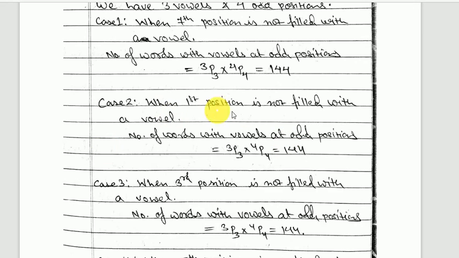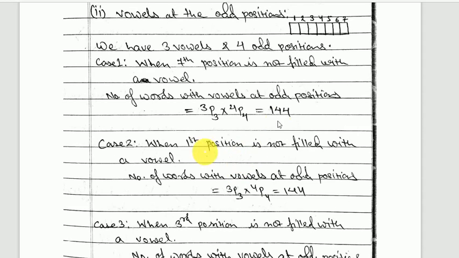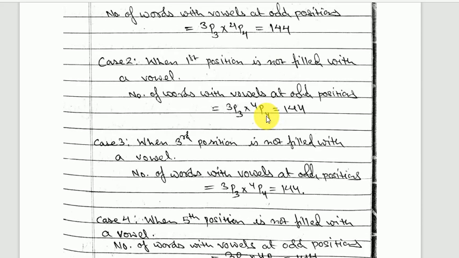Case 2, when the first position is not filled with a vowel. So the number of words with vowels at odd positions will be this: 3P3, because here the first odd position is not filled with a vowel, all other odd positions are filled with vowels, and the remaining 4 will be filled by the remaining 4 letters. So here we get 144.